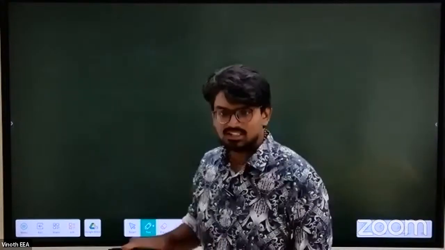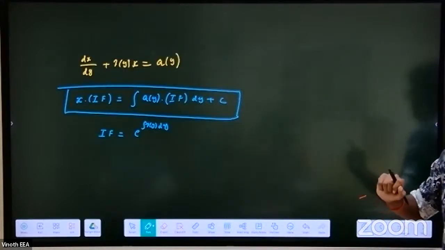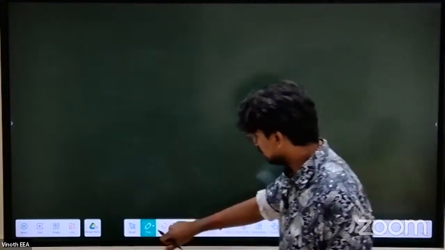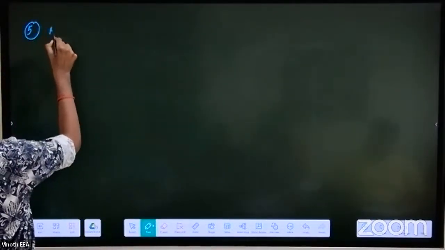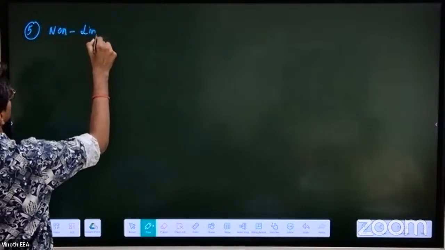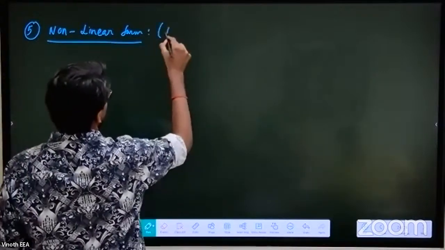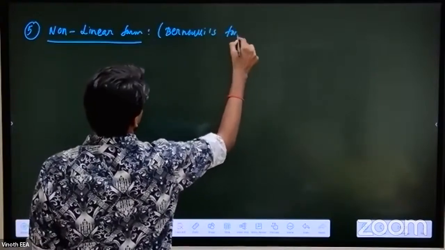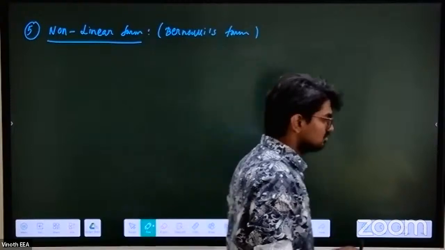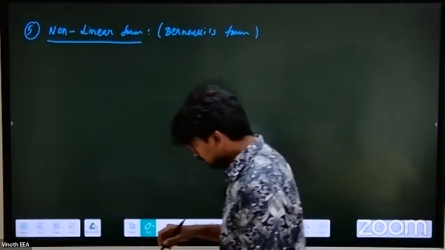What is the next method? Isn't that done already? What is the next method? Non-linear. Fifth, right? The fifth one, non-linear, which is Bernoulli's. Okay. Non-linear form or Bernoulli's form?